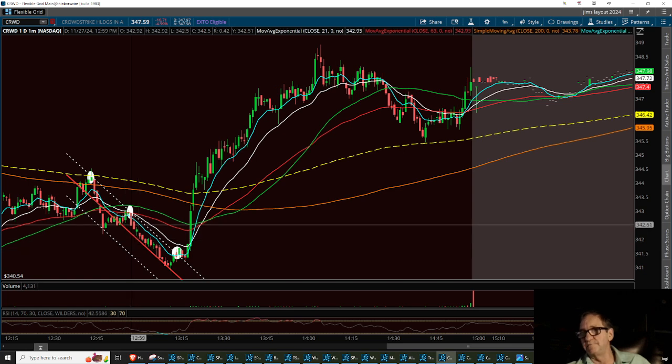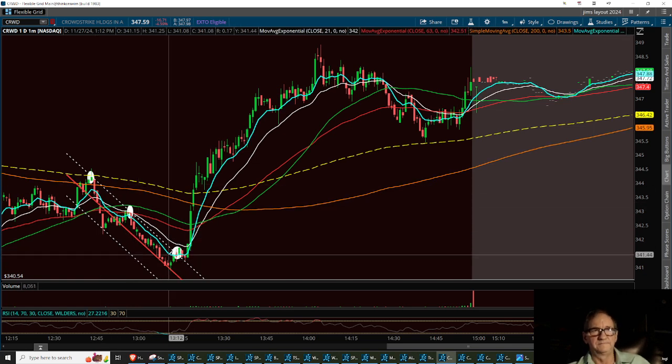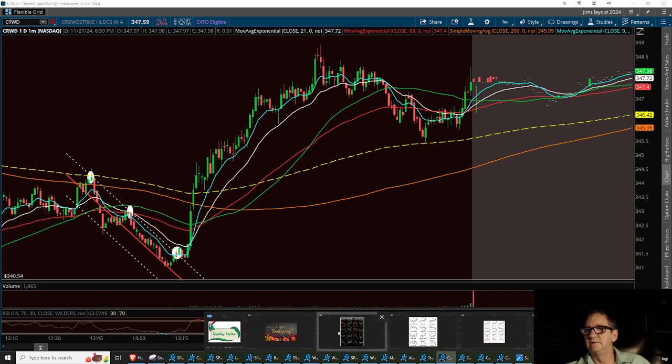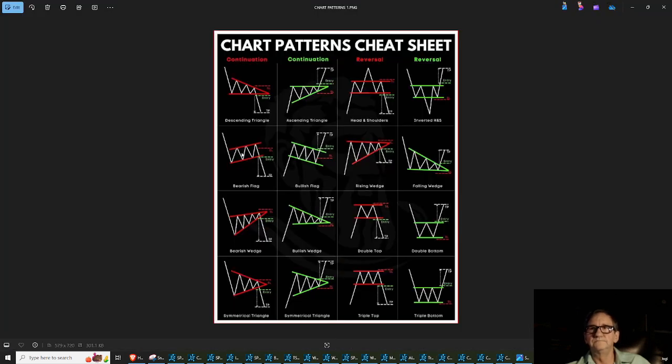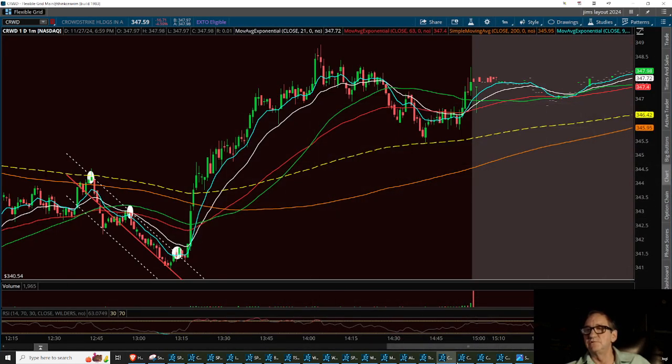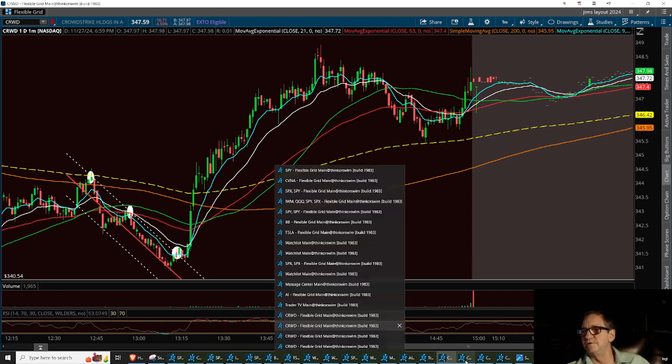So learn them chart patterns. That's a bull flag. That was back on that thing. Bullish flag. And it breaks out to the upside. So learn them chart patterns. One more thing I wanted you to learn.